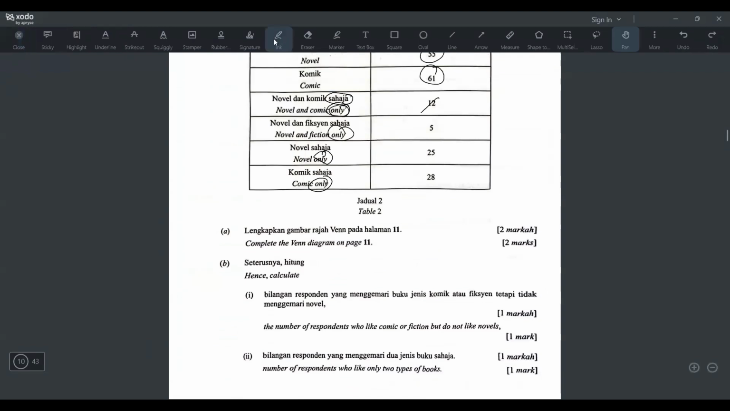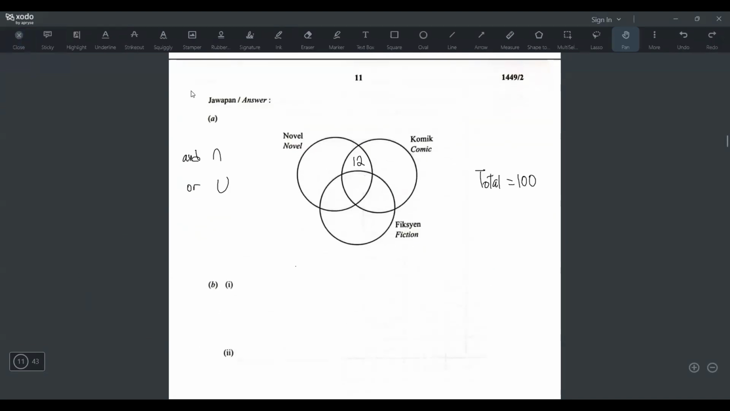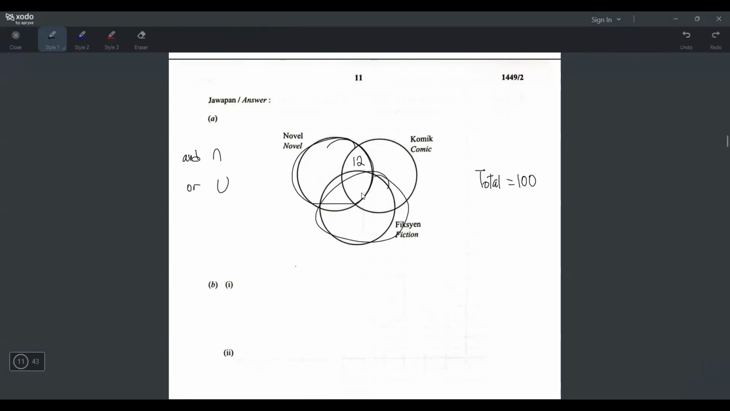Okay, next one. Novel and fiction only 5. This one can label also because they got put only. Novel and fiction only 5. Novel, this one, fiction only 5. So where is 5? It's here. Okay? It's here. It's only there, not including the middle one. Because they got say the word only. Novel and fiction only means not including the middle, right?